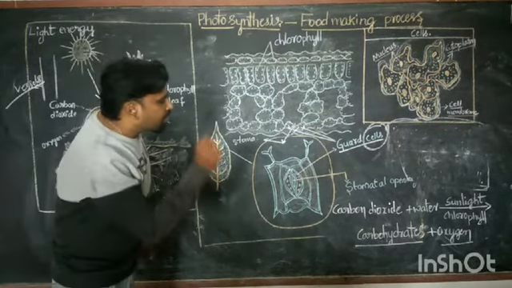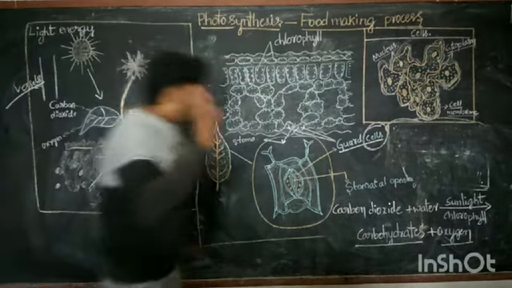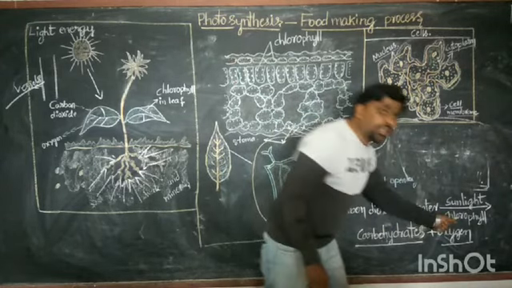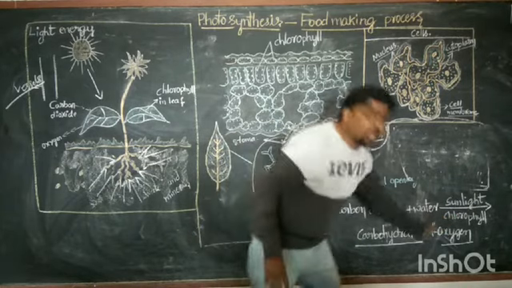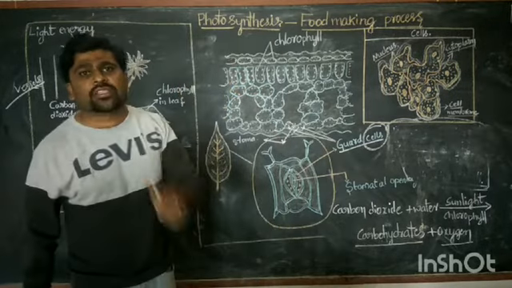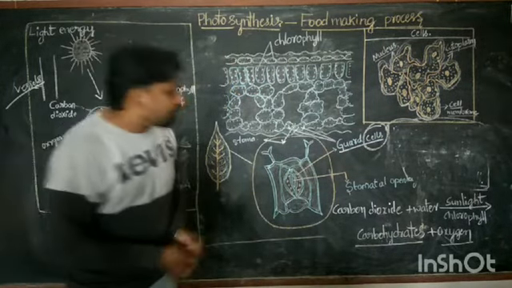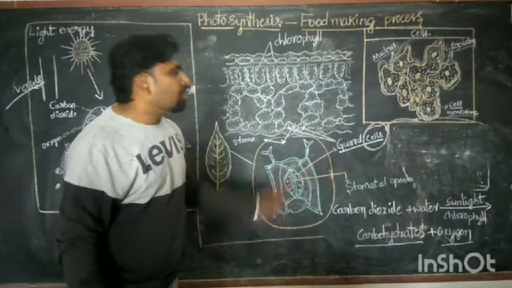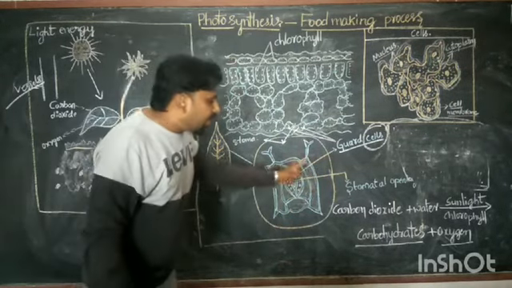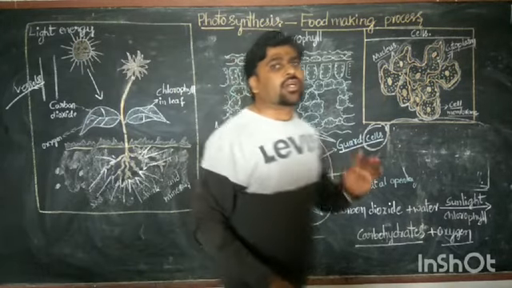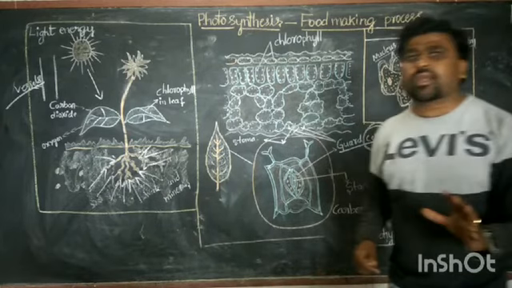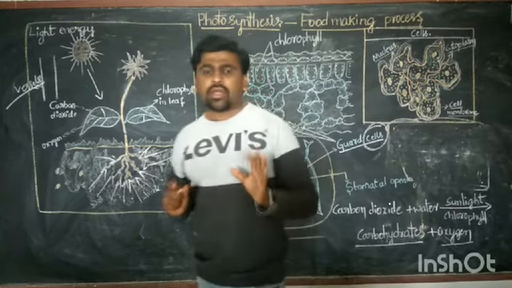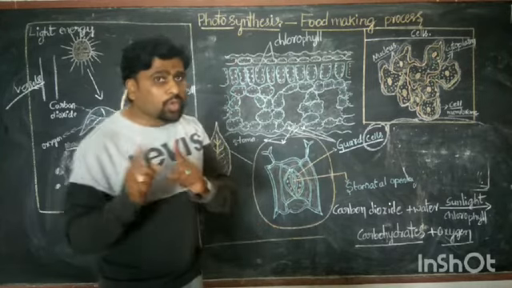What is the chemical equation regarding photosynthesis? Carbon dioxide plus water, in the presence of sunlight and chlorophyll, gives carbohydrate plus oxygen. This is the photosynthesis chemical equation. Listen neatly. Carbon dioxide plus water in the presence of sunlight and chlorophyll gives carbohydrate plus oxygen. Understood? A carbohydrate is in the form of starch. Starch is nothing but glucose. Clear?